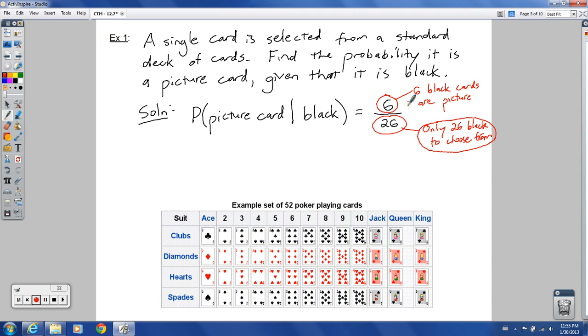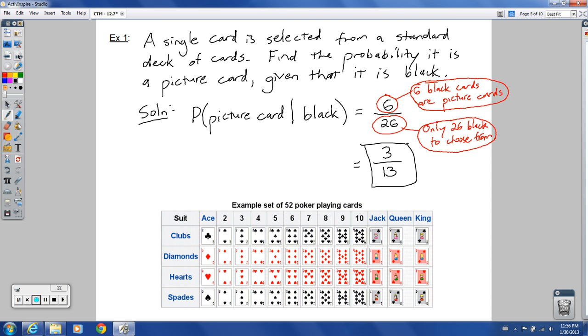So of the 6 black cards, you looked at those, you saw it down here. This is your sample space for all the cards. This is all the cards you can choose from. Only 6 of those are black and are picture cards at the same time. So that's why that number goes on top. This now is just a matter of simplifying one more step to get the final simplified answer, which would be 3 over 13. You can divide each part by 2, and that's what you get.